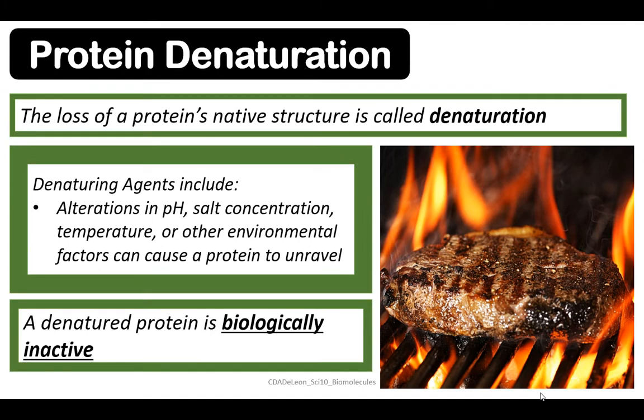Now we will continue our discussion about protein denaturation. So when we say denaturation, this is the loss of a protein's native structure. So what are the agents that cause denaturation? It can be alteration in pH, salt concentration, temperature, or other environmental factors that can cause a protein to unravel. So a denatured protein is biologically inactive. An example is cooking our food.